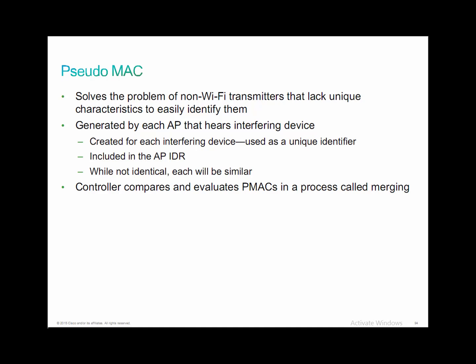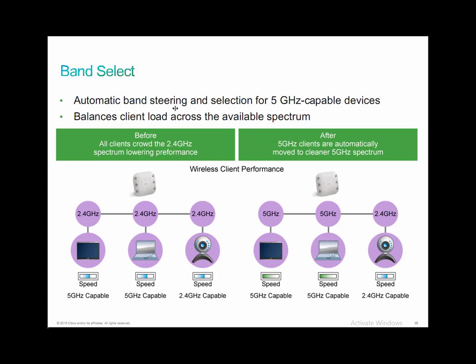Another key component is band select. Now, we're not talking about channel selection. We're not talking about choosing an individual frequency. We're actually talking about, do I use 5 gigahertz? Do I use 2.4 gigahertz? This has become more and more prevalent because obviously now devices tend to support both bands without a problem, especially with 802.11n, 802.11ac, and so on.